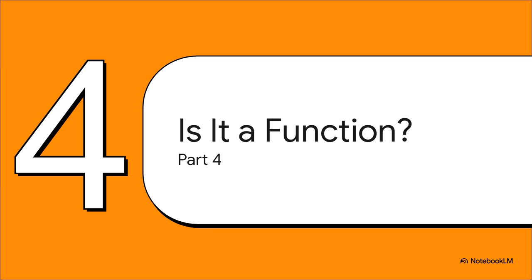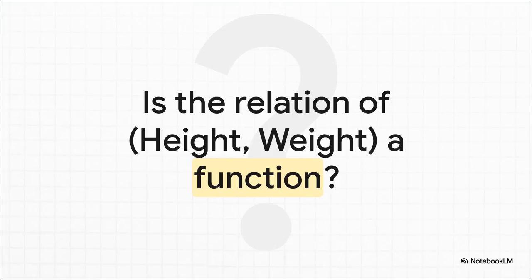We're going to look at a new relation from our data, and our job is to decide if it follows that super strict one-output rule. Okay, let's try a new one. What if we make a relation by pairing each person's height with their weight? So height is our input and weight is our output. Think about it. Would this relation be a function?